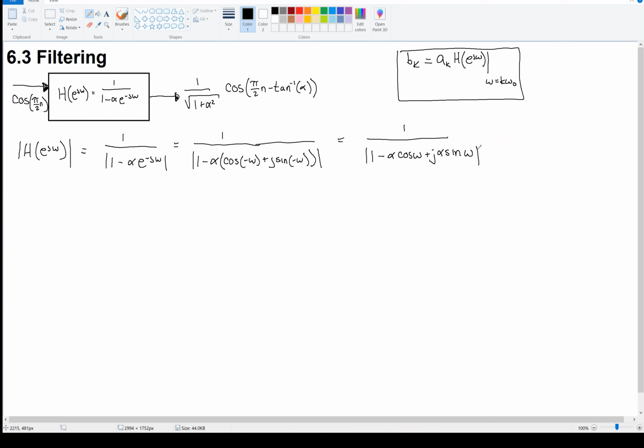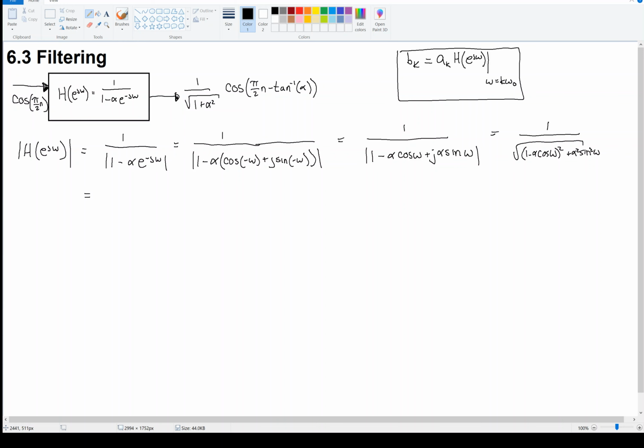Now, in the denominator, I clearly have a real part, 1 minus alpha cosine omega, and I clearly have an imaginary part, alpha sine omega. So now I can use the Pythagorean theorem to find the magnitude of the denominator. That's the square root of (1 minus alpha cosine omega) squared plus alpha squared sine squared omega. I ran out of room there, but all of that should be in the radical.